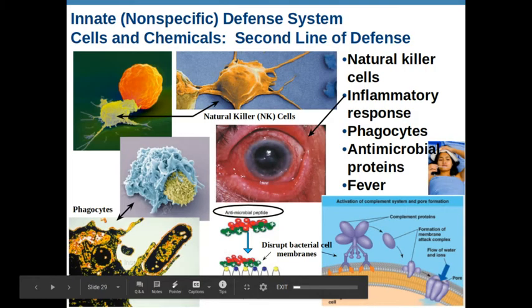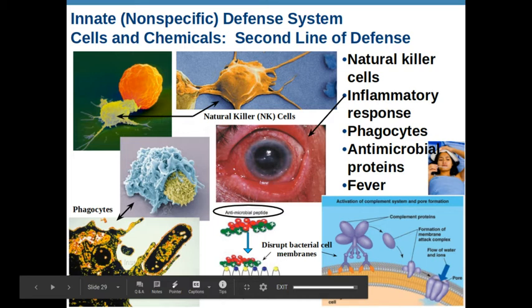We're going to talk a little bit about the innate defense system again, this non-specific defense system. And today we're going to talk about the second line of defense. We talked about the first line yesterday, which was those mucous membranes, the skin, and different enzymes found in the secretion of those different parts. Today, we're moving into the cells and the chemicals themselves that form the second line of defense. Now, these are really cool.